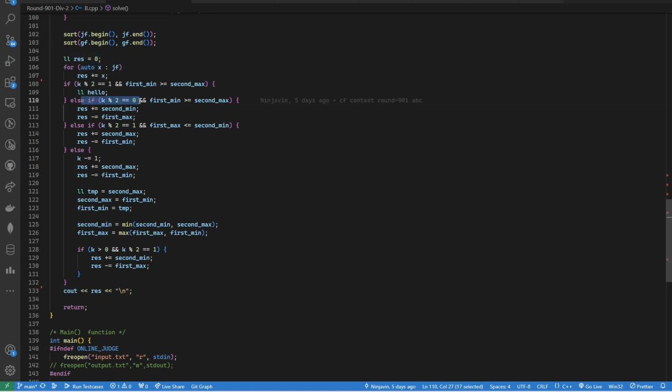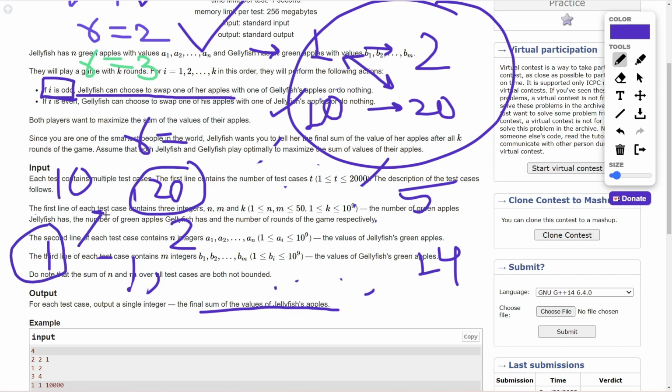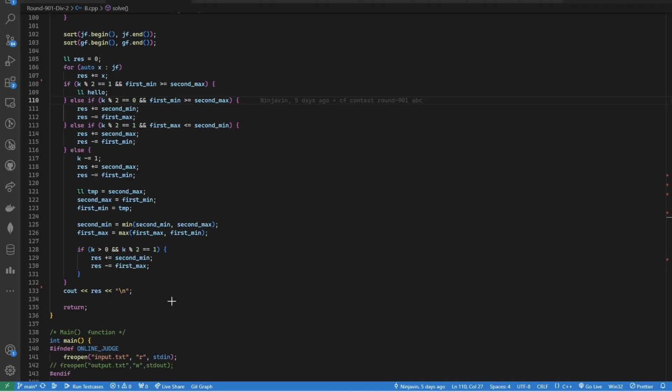If k is even, just think of the same condition, and now k is even. Now the second fish is also smart. What will it do? It will take the other fish's maximum. We had 10, 20 and 1, 2. In round 2, this fish will take its maximum and give it its minimum, which means the result will decrease by the first max and will increase by the second min. This is simply what we are doing here.